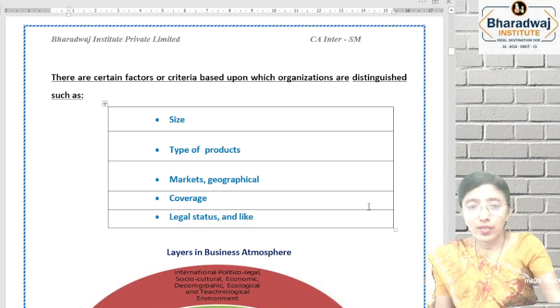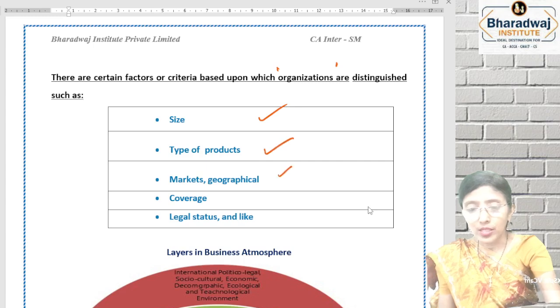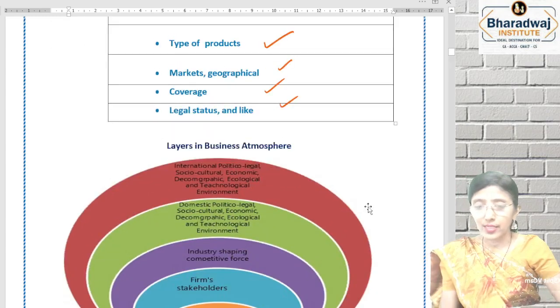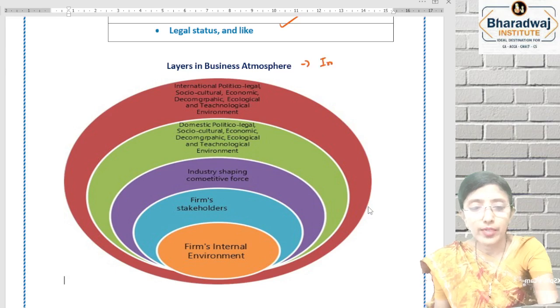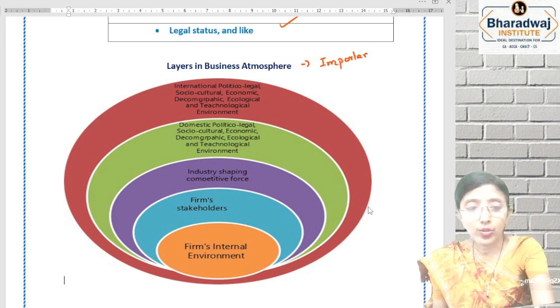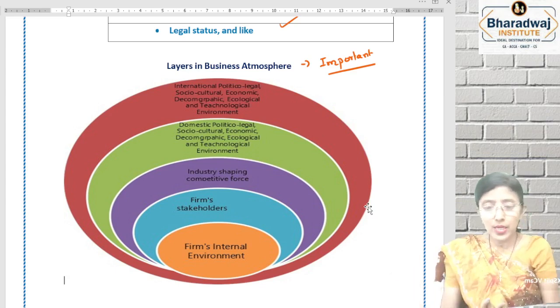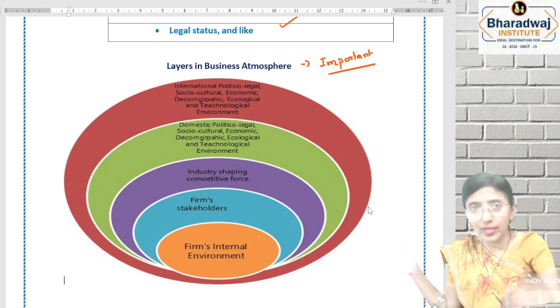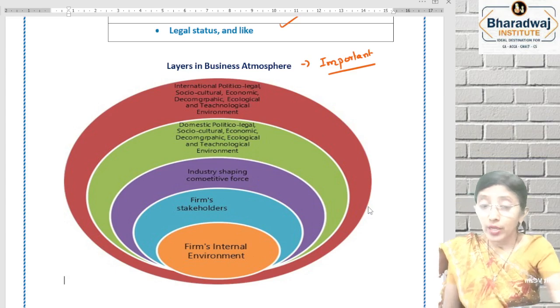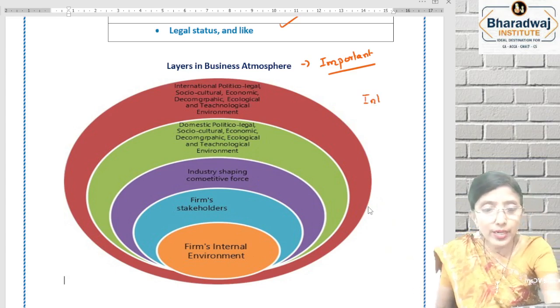Now look at these various criteria upon which organizations are distinguished: size, type of products, markets, geographical coverage, legal status, etc. Whether public limited or private limited. Now this is one important diagram: layers. As I told you, an atmosphere is an ambience. So for a business firm, look at the layers. I am an organization, my internal environment is this. Stakeholders, industry, domestic, national, international. So red is your international.